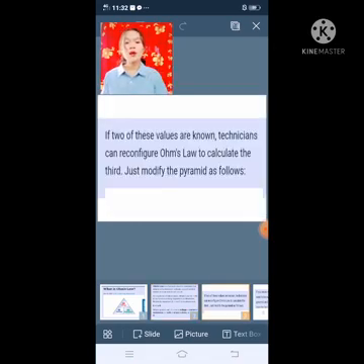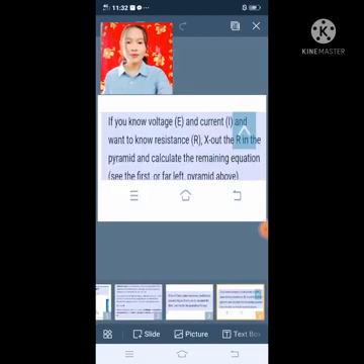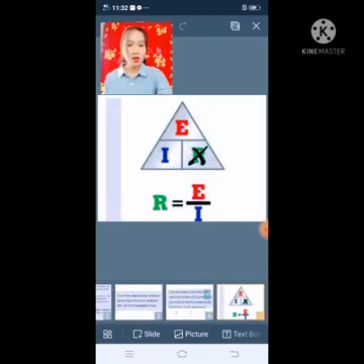So, if two of these values are known, technicians can refigure Ohm's law to calculate the third. So, let us modify the following pyramids. Now, if we know the voltage and current and want to know the resistance, what we are going to do is to X out the R in the pyramid and calculate the remaining equation. So, let's see in the illustration.